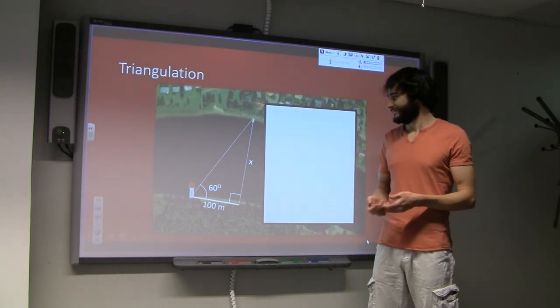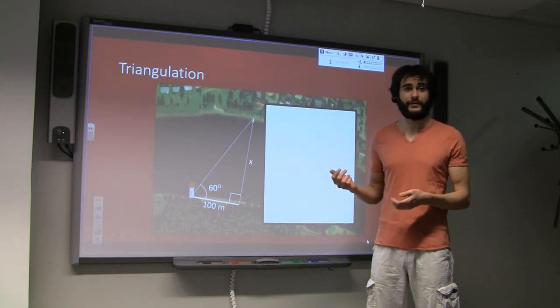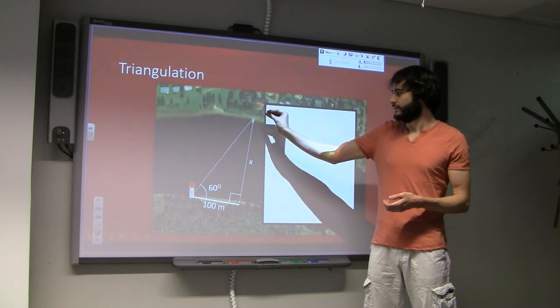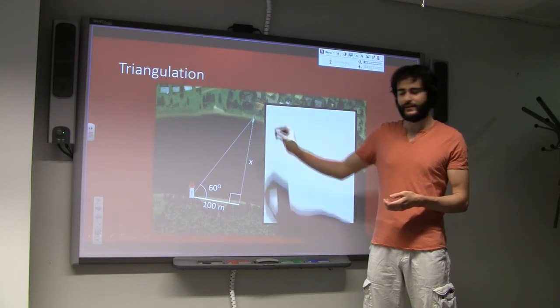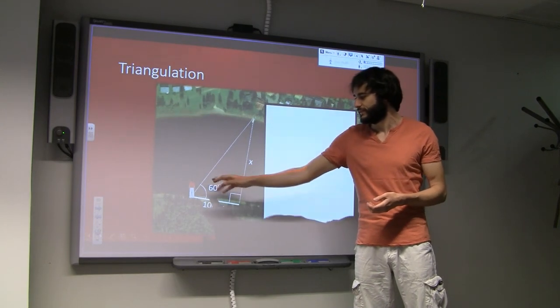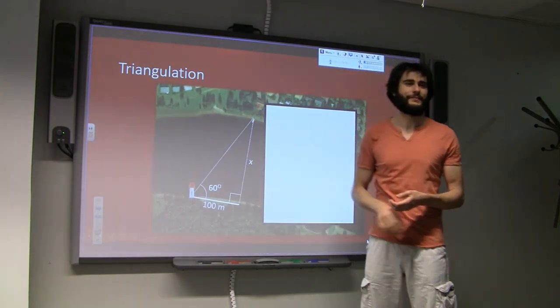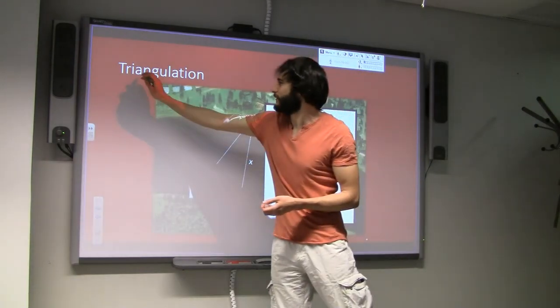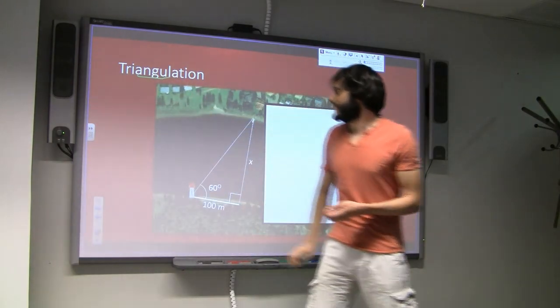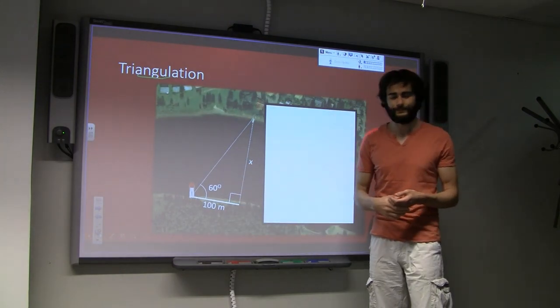And that's more or less it. That's what triangulation is all about. You can find objects if you know the angle and some distance measurement. So this angle is part of triangulation. So this is why this is called triangulation, because it uses this kind of angle.